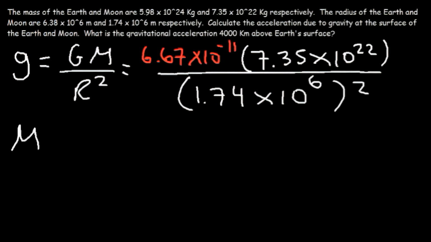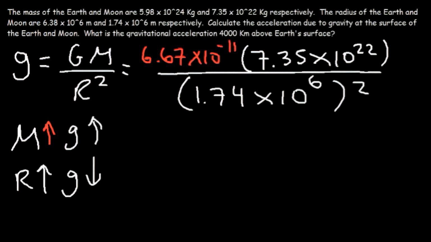As the mass of the planet increases, the gravitational acceleration increases. As the radius of a planet increases, the gravitational acceleration decreases. So the gravitational acceleration is directly proportional to the mass of the planet, but it's inversely related to the square of the radius. So let's see what the answer is going to be.